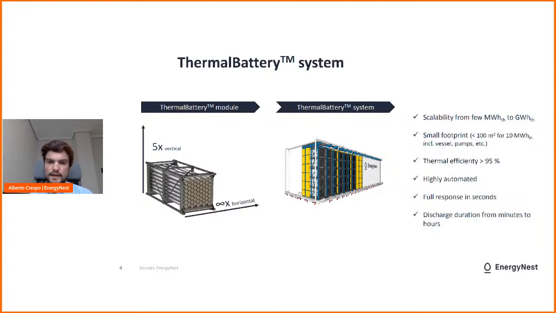The way we think of operation is also to minimize OPEX, so it is highly automated, and the system responds within seconds to provide the nominal power. And in terms of the duration of the cycles, it can go from minutes to hours. Basically, if we are in the minute scale, it is to manage fluctuations in an existing steam grid, for example, as I will explain in the case of Yara. And in the case of hours, for applications of CSP or in industrial settings.